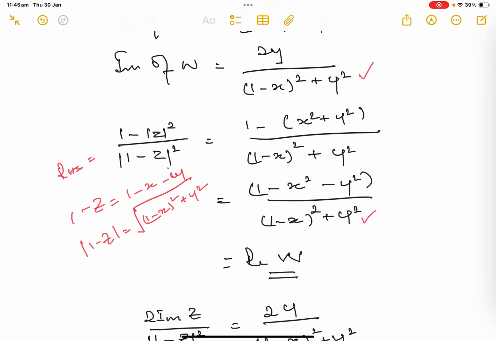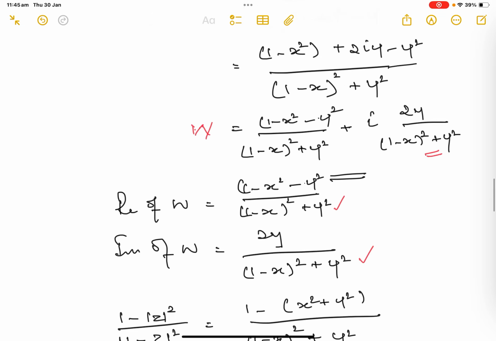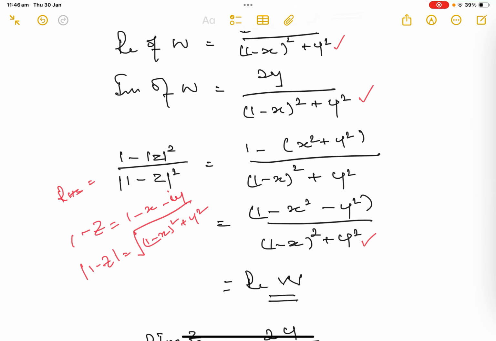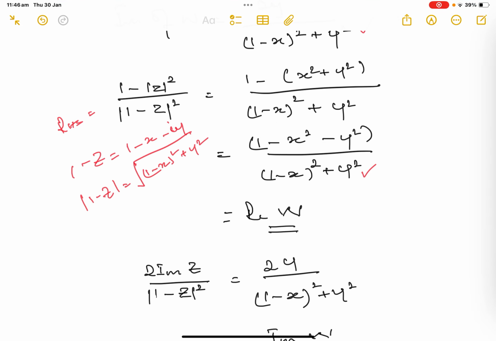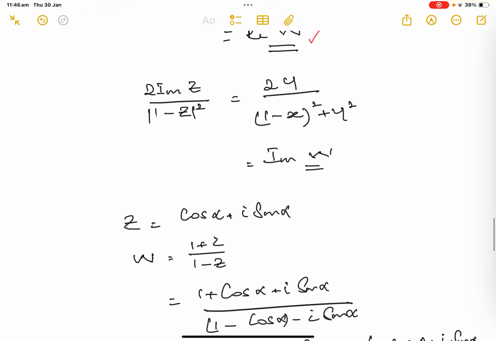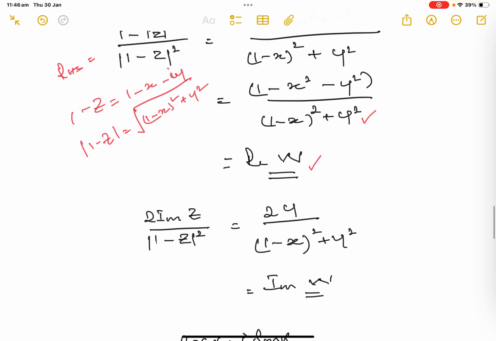So we have simplified 1 minus x squared minus y squared over 1 minus x squared plus y squared. If you look at the real part of w, it's the same. This 1 minus x squared minus y squared and the bottom part. So that is the real part of w. Again, see what's this, 2 times the imaginary part of z divided by modulus of 1 minus z squared. We just said it here already, 1 minus x squared plus y squared, so straightforward from the first part.